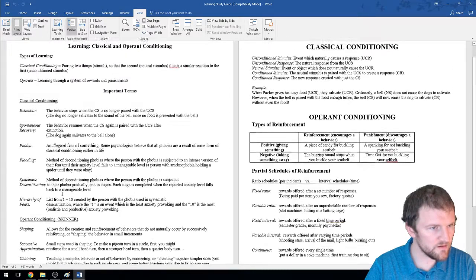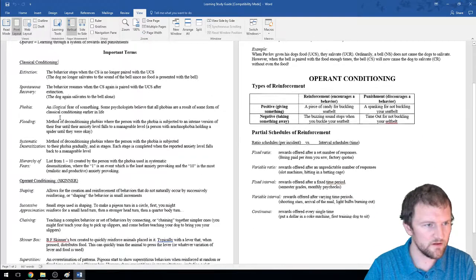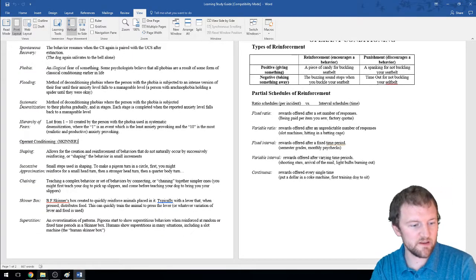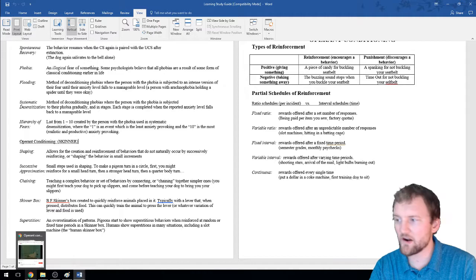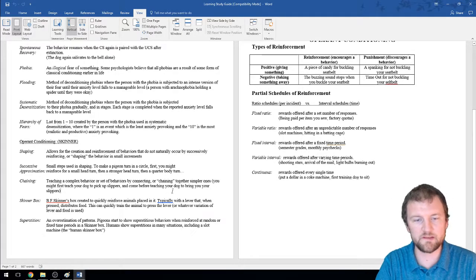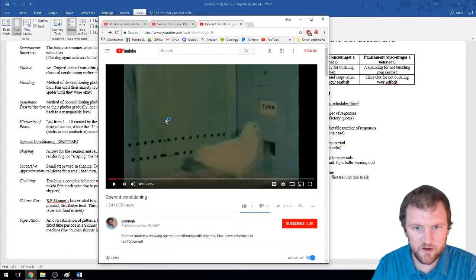Let's see. And that is classical conditioning. I think that covered everything. Yeah, I think that's the last 2 days. So now we're going on to operant conditioning. So this is Skinner. Pavlov is the guy with the dog, drilled the hole in the dog's throat to measure salivation. Skinner is the guy with the hungry pigeon. So let's watch that video.